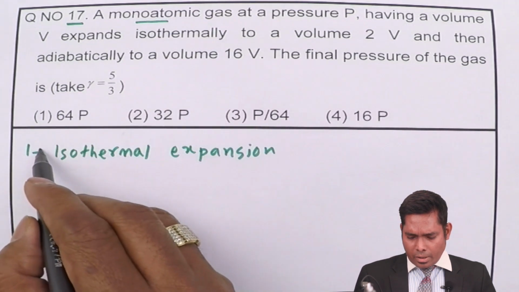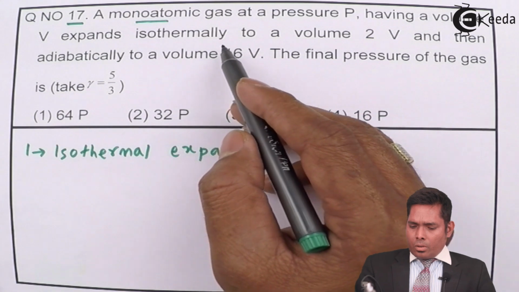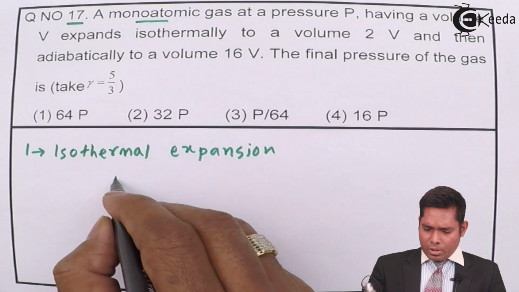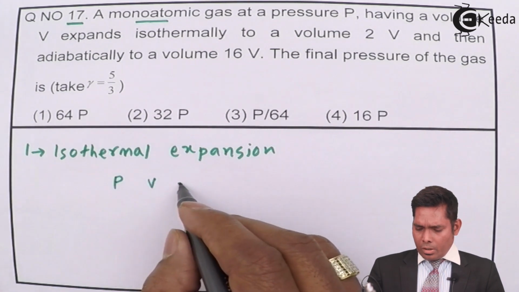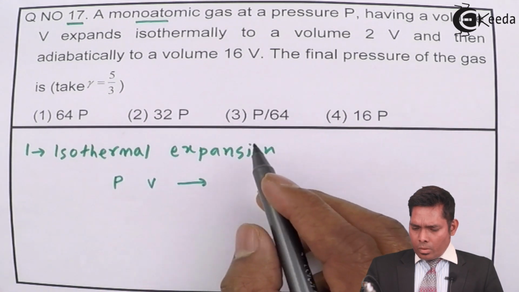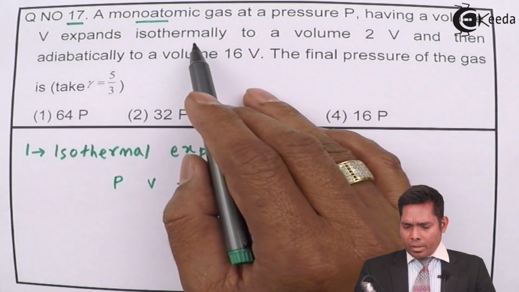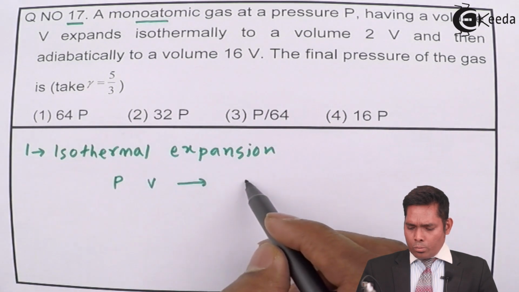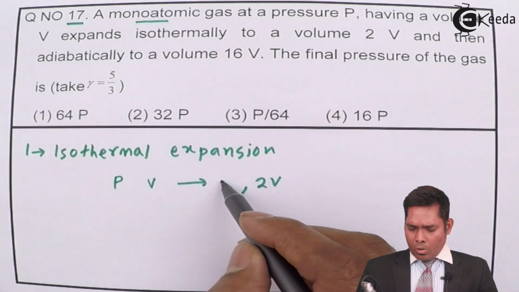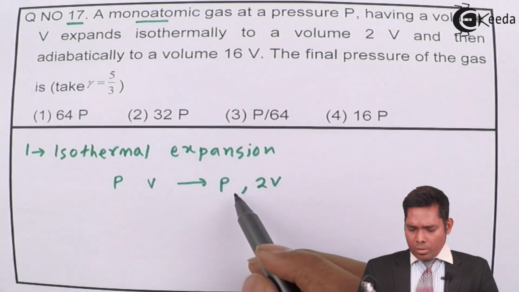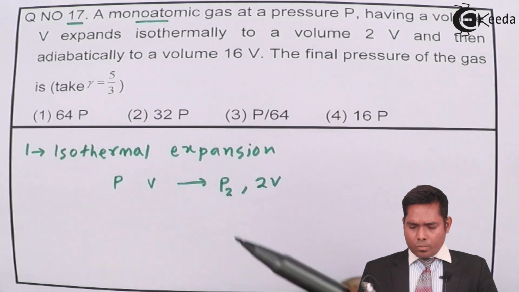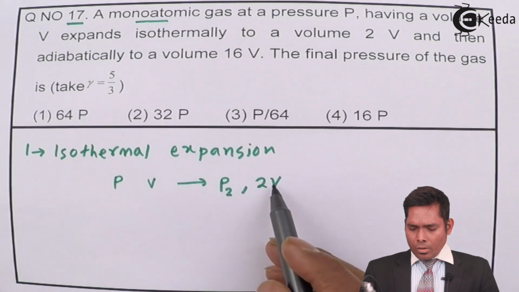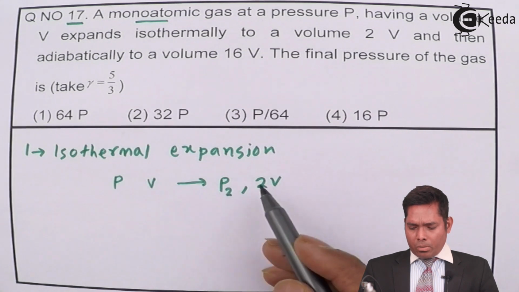The first one is the isothermal expansion to a volume 2V. So initially the pressure is P and the volume is V. It is undergoing expansion to volume 2V, and we have to find out the pressure. Suppose this is P1, V1, and this is P2, V2. The volume becomes double, then what will the pressure be?